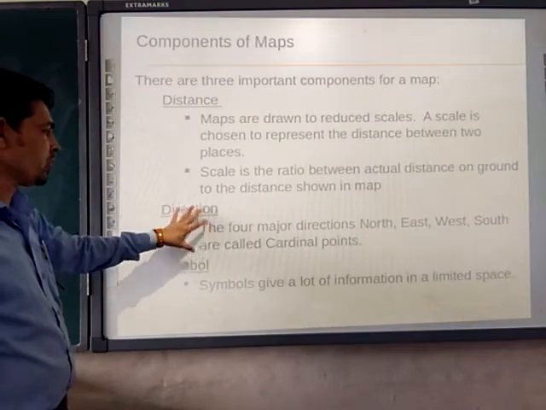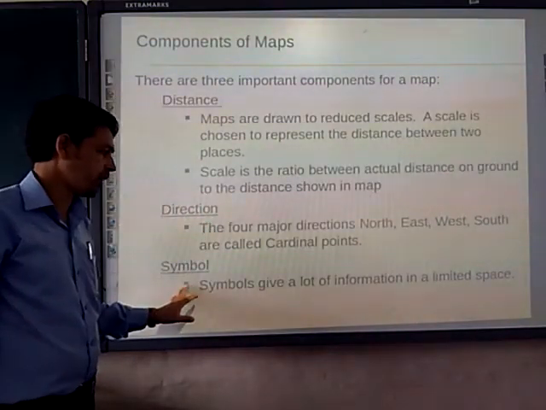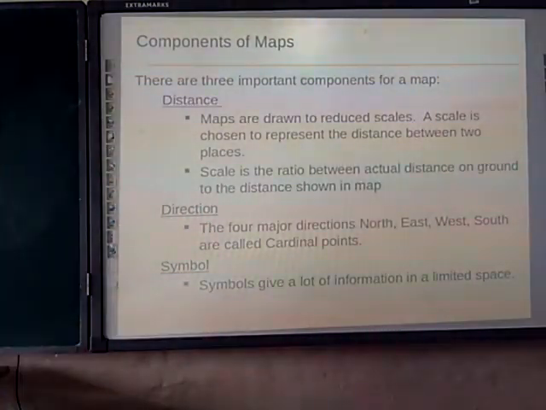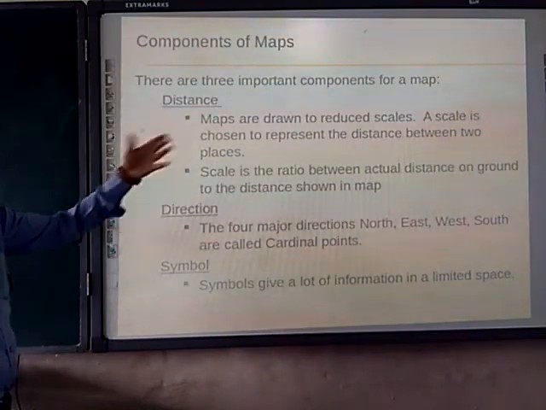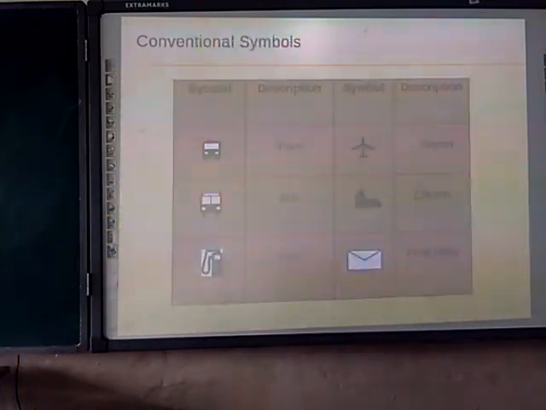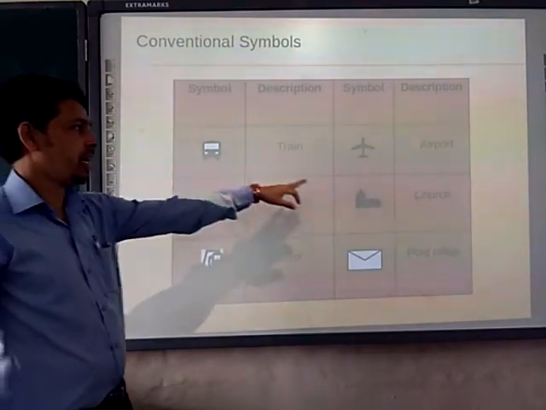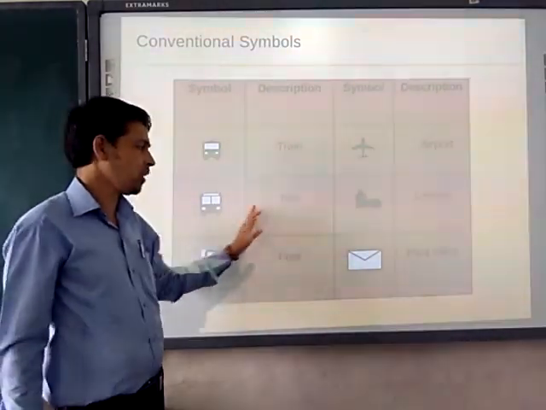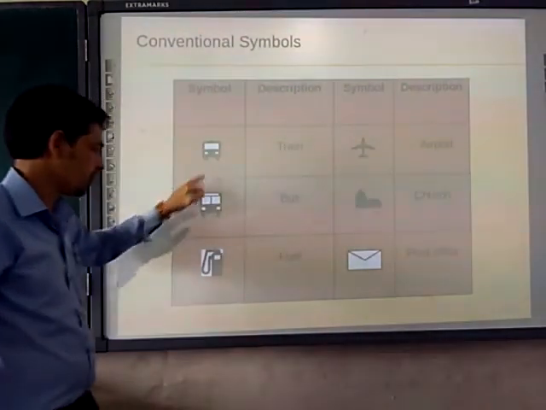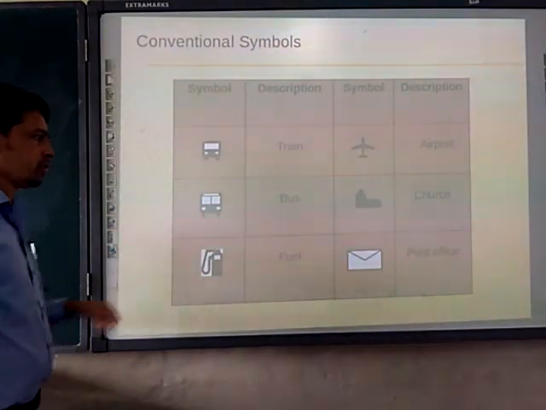So next we are going to see about the direction. After that we are going to see about the symbol. And this point we are going to cover in the upcoming presentation. These are conventional symbols like train, airport, church and all. Here a plus sign should be there, right? Fuel and all.